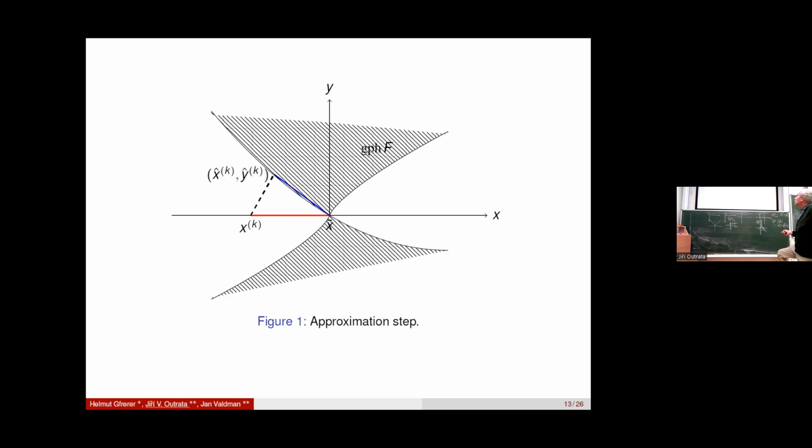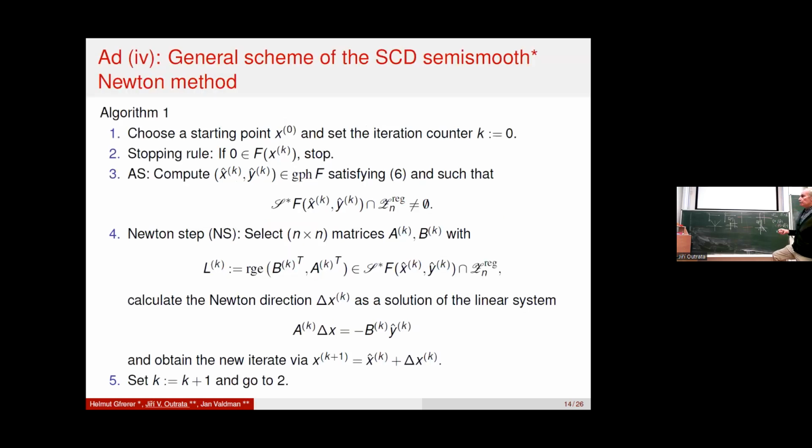And now I can proceed to a conceptual version of our method. So we have a certain starting point x0, put k equals 0, and then test whether 0 belongs to f of xk. This is the stopping rule. If yes, okay, we are done and we stop.